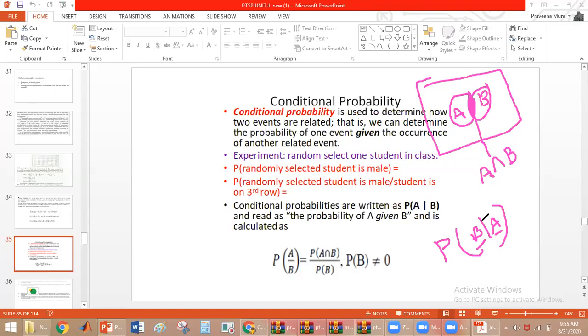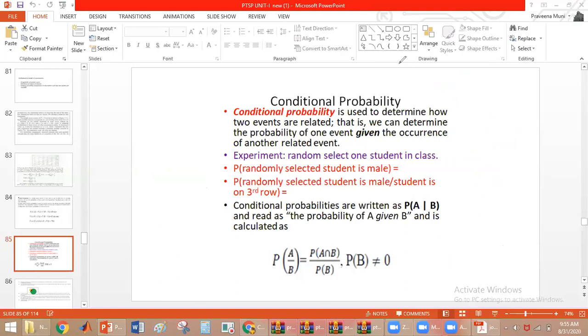So here, how do you write P of B given A? Can you tell me how do you write P of B given A? Anybody? P of A intersection B by P of A, ma'am.